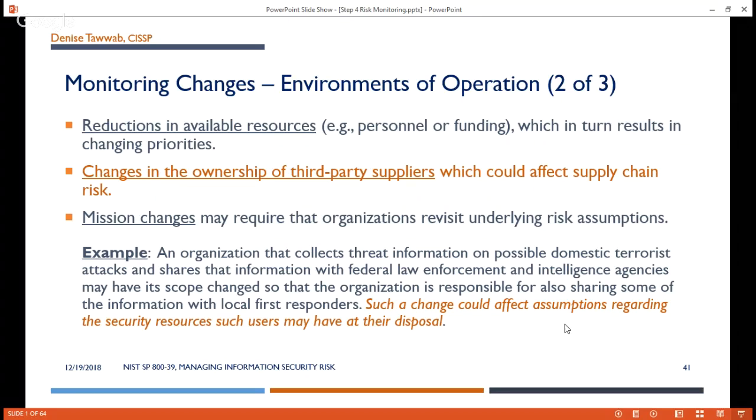So when you're asked to do something different or to include another body of clients, then that's going to affect your resource allocation and your resource availability, which will increase your risk posture. So all things to consider when you're looking at the environment of operation.